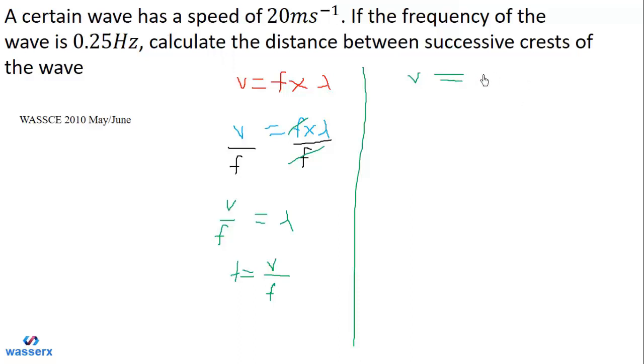So we need to do our substitution now. We were given the speed to be 20 meters per second, so we have V equal to 20 meters per second. Then we also have another piece of information, the frequency, which is 0.25 Hz. Knowing all this, we can substitute into the formula to obtain lambda is equal to V, which is 20, divided by the F, which is 0.25 Hz.